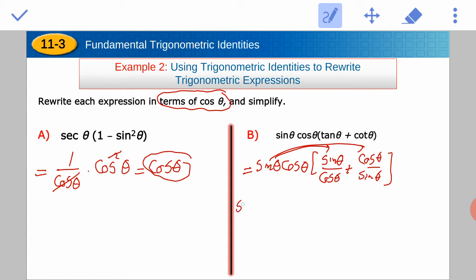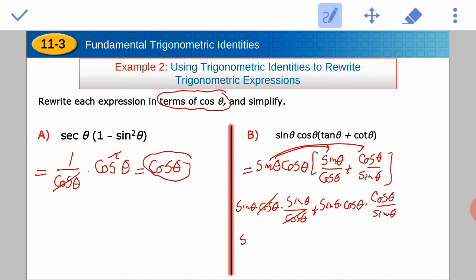So guys, I have sine theta cosine theta multiplied by the first term, sine theta over cosine theta, plus the same quantity outside, sine theta cosine theta, multiplied by the second quantity in this parenthesis, cosine over sine. We have a lot of things to simplify, guys. Cosine theta from the bottom, cross out cosine theta from the top. Guys, we are left with sine theta times sine theta.